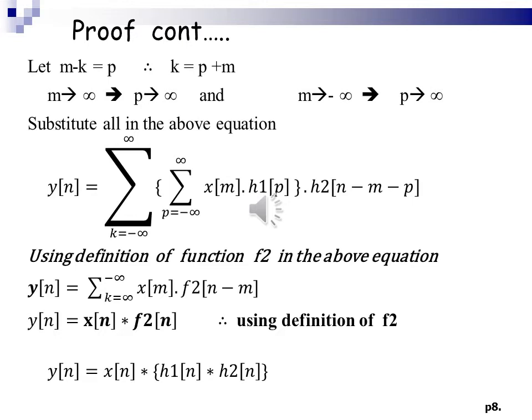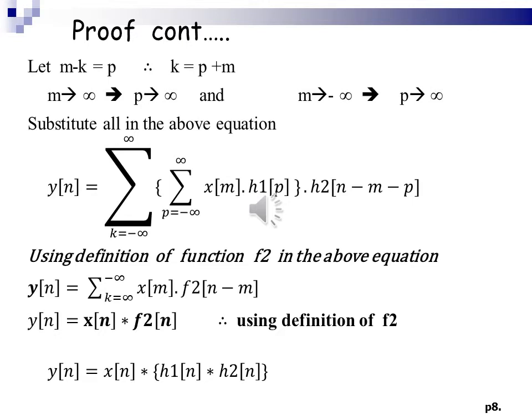So h1 convolved with h2 we have given a name as f2. So it's a definition of f2 with a variable n minus m. So what we have finally in the equation, y of n is equal to summation k goes from minus infinity to infinity x of m into f2 of n minus m, using the definition of convolution.